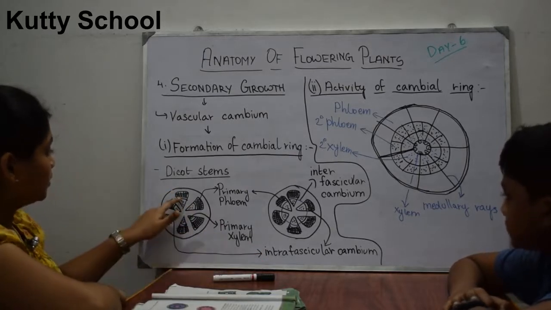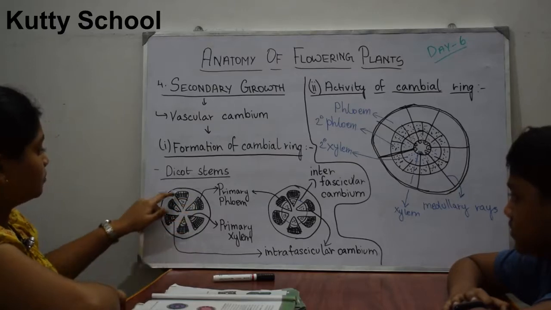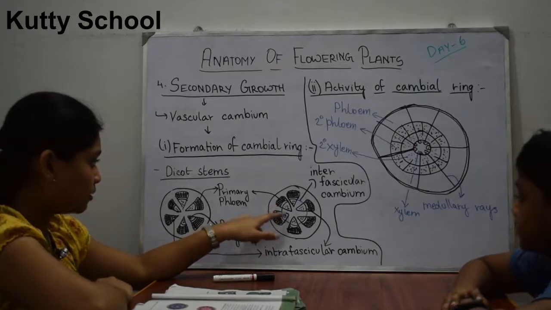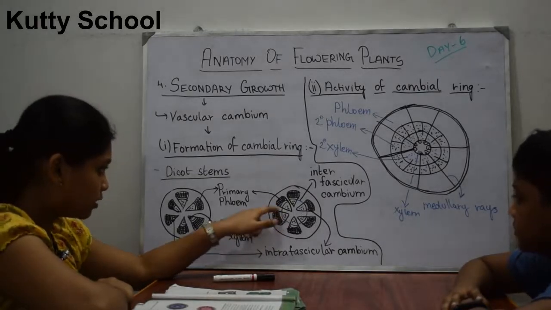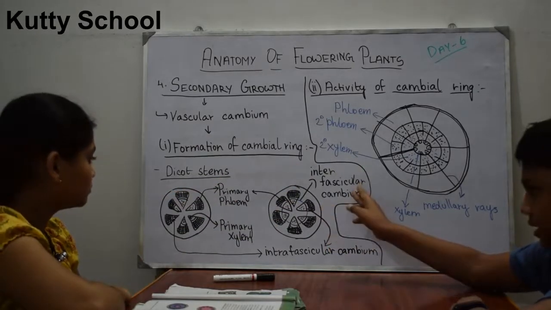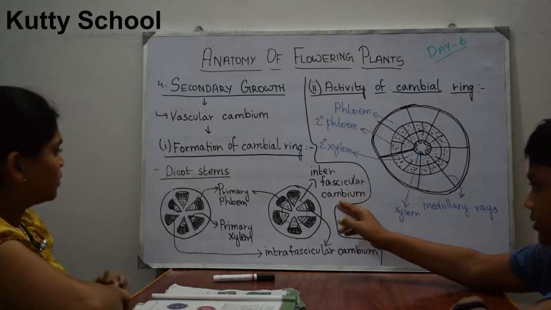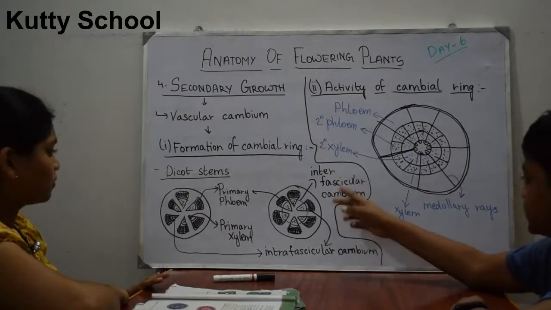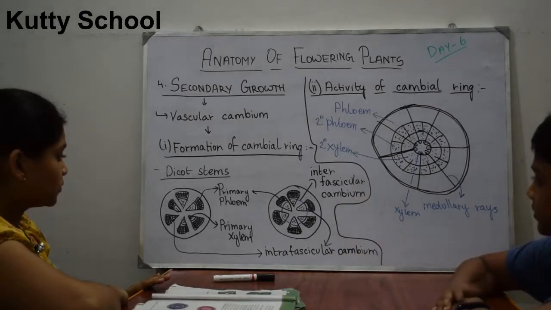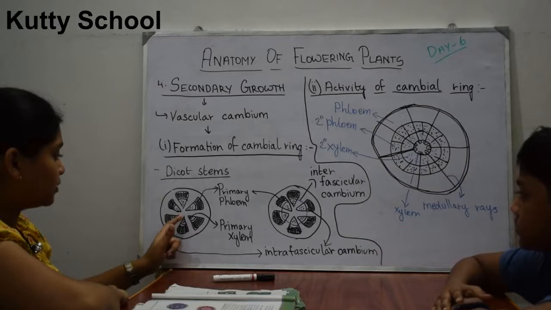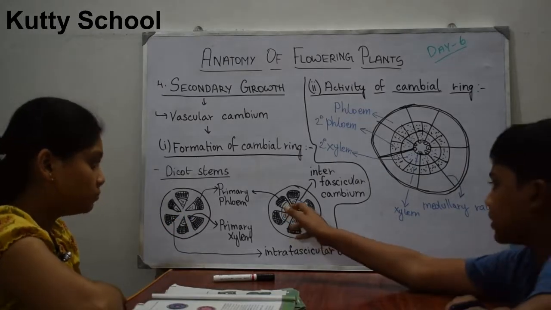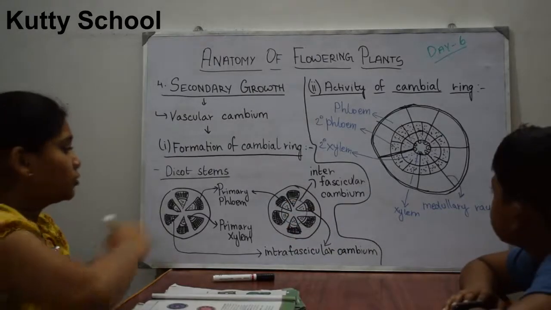And this cambium connects to the other cambium, like this. In between the two vascular bundles, this cambium is known as interfascicular cambium. So what is the difference between them? Intrafascicular cambium is inside, between xylem and phloem. Interfascicular cambium is outside, between the bundles. It joins and connects, forming a ring.